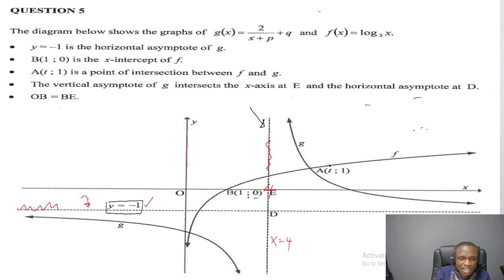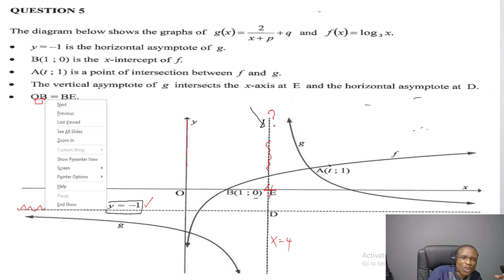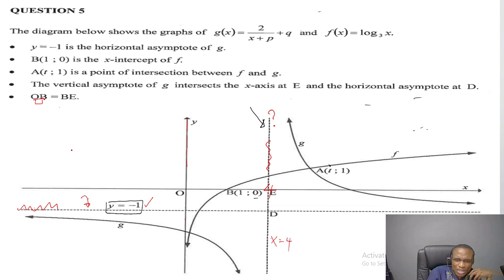So we are only given the horizontal asymptote of g. We don't have the vertical asymptote of g. Maybe he will also want us to find this vertical asymptote of g. Okay? Now he's saying OB. In math, if I say OB, I'm referring to the length OB, the distance from O to B. So when I say OB equals BE, I'm saying the distance of OB is the same as the distance of BE. So let us look at OB.